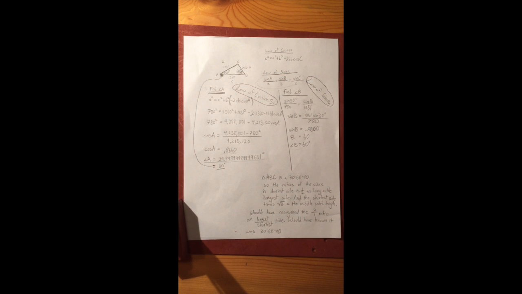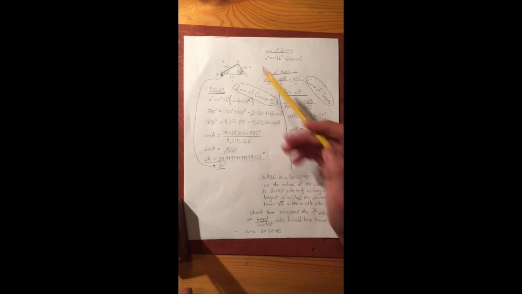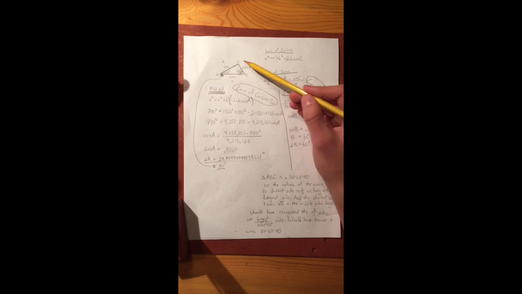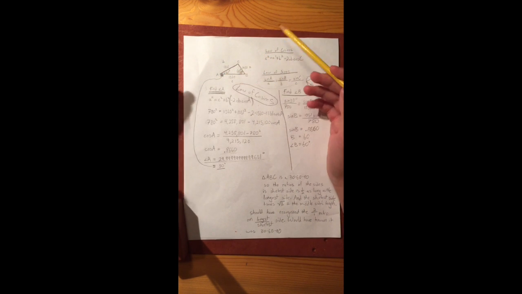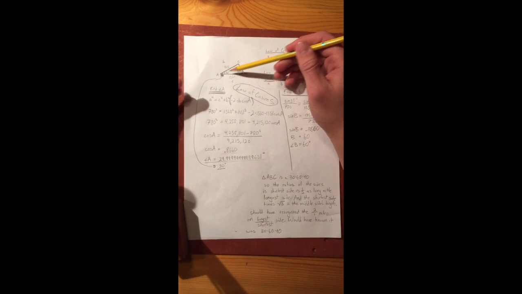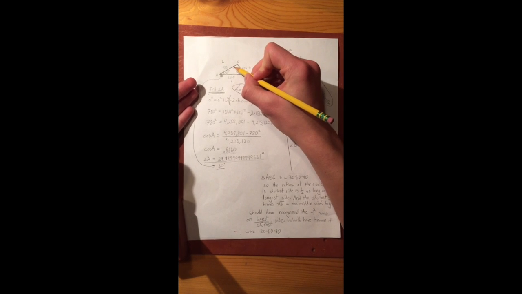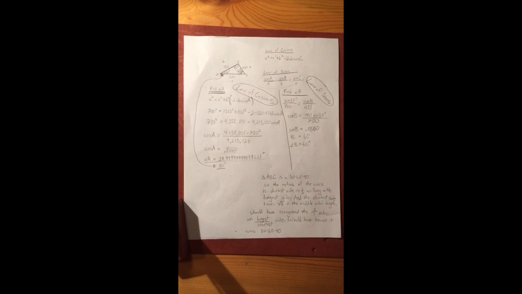Now, at this point, we should recognize that something is special about this triangle because the sum of the interior angles of any triangle is always 180 degrees. And this is 30, 60. So it should be natural to write 90 here: 30, 60, 90. Because that all adds up to 180 degrees.